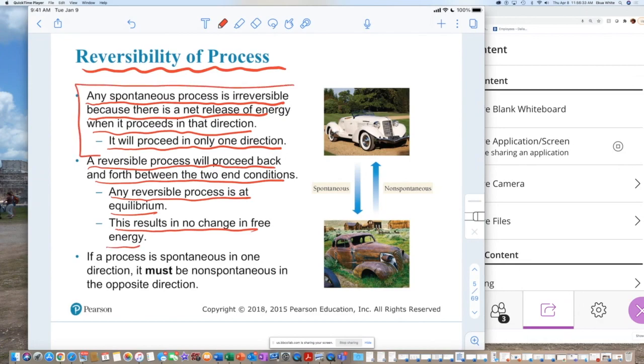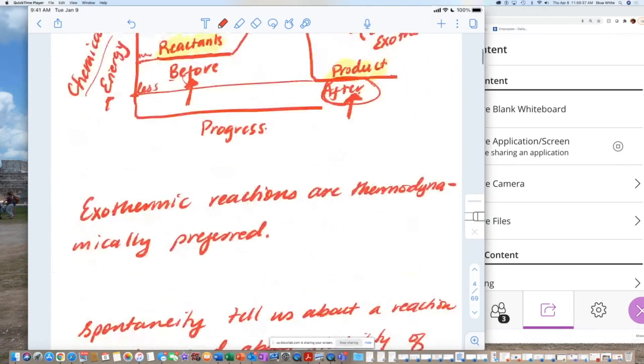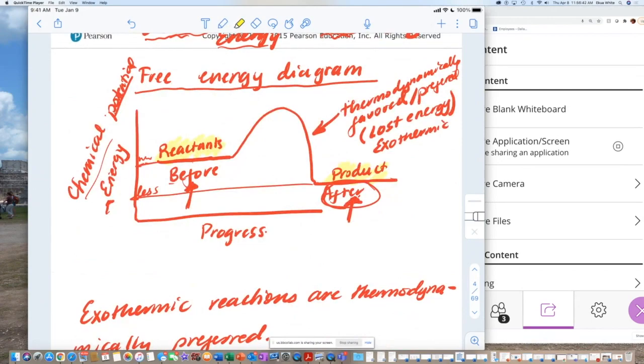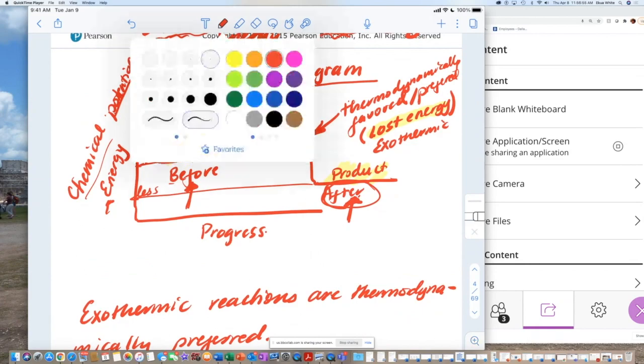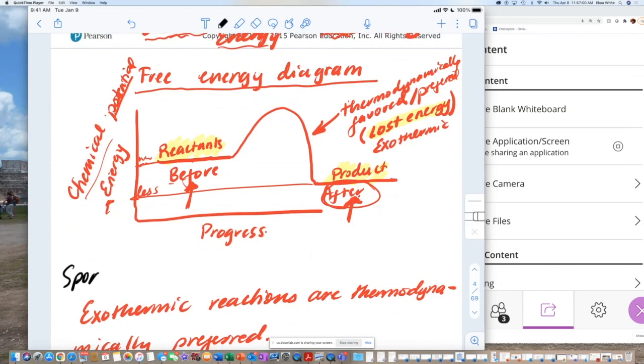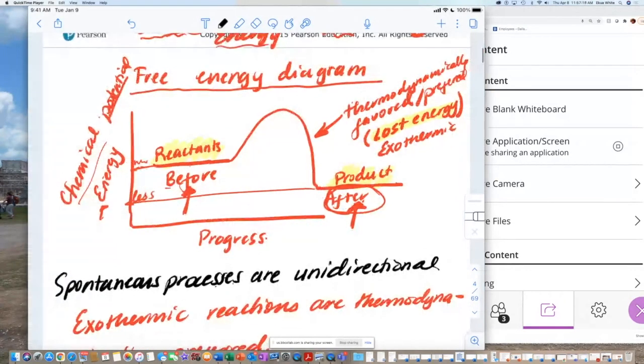So let's go back and decode this first paragraph. And I'm going to use the same picture I had before here, the graph. What they're saying is if a reaction is spontaneous, because the reaction is spontaneous, results in a loss of energy, it is unidirectional. So let me try to write this in a different color. Spontaneous processes are unidirectional. So we just said here that in thermodynamics, what is preferred is a reaction where energy is lost in the process, so the products have less energy than the reactant. If you reverse this, you actually end up with the opposite conditions, which are not preferred.